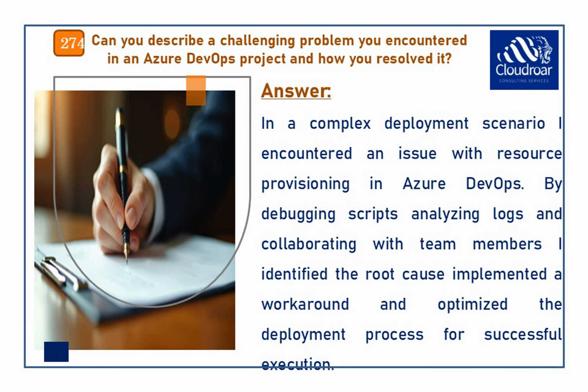Question 274. Can you describe a challenging problem you encountered in an Azure DevOps project and how you resolved it? In a complex deployment scenario, I encountered an issue with resource provisioning in Azure DevOps. By debugging scripts, analyzing logs, and collaborating with team members, I identified the root cause, implemented a workaround, and optimized the deployment process for successful execution.